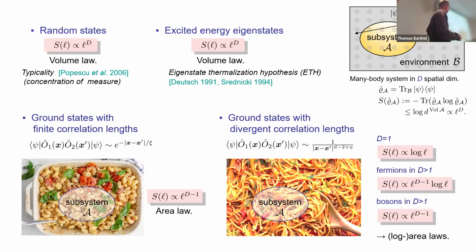If you go to a critical case, then it's not so clear, because you can think, okay, correlation length diverges, you go from noodles to spaghetti, so everything is sort of correlated with everything, but still there's some spatial decay. And it turns out that you don't go back to the volume law, but you get either an area law or what's called a log area law, so the area law with some log correction. And this depends on whether you have fermions or bosons and whether you're in 1D or higher dimensions.